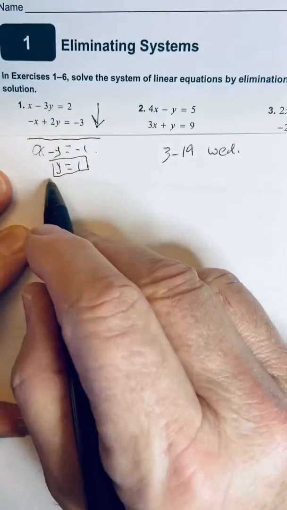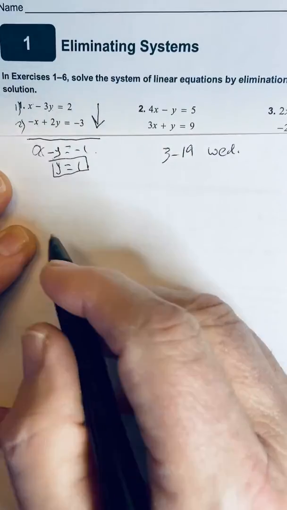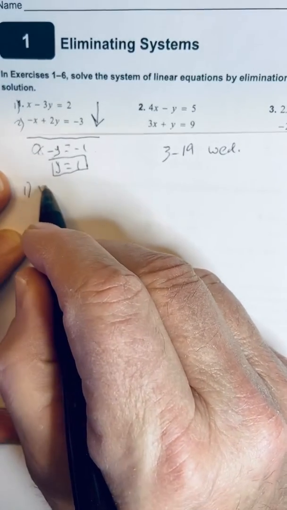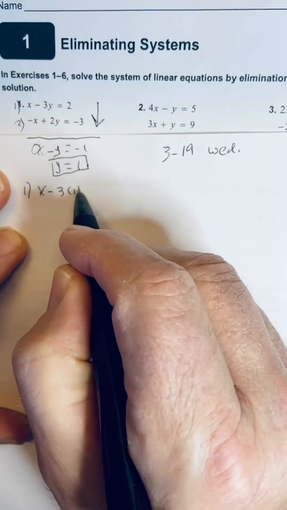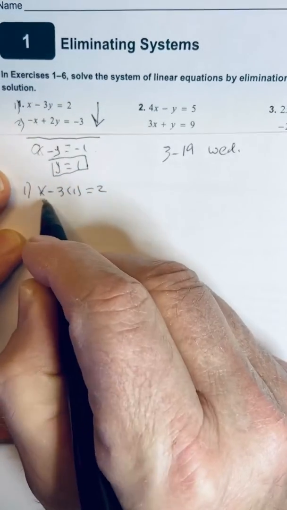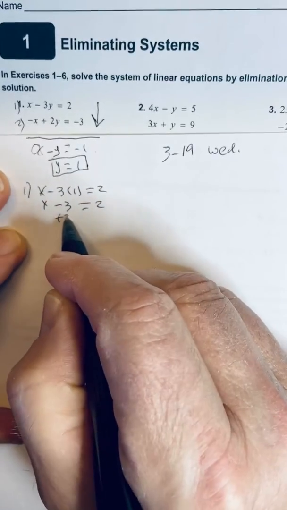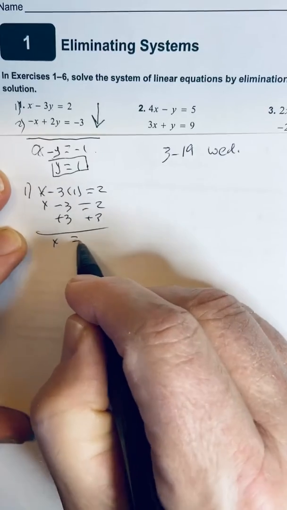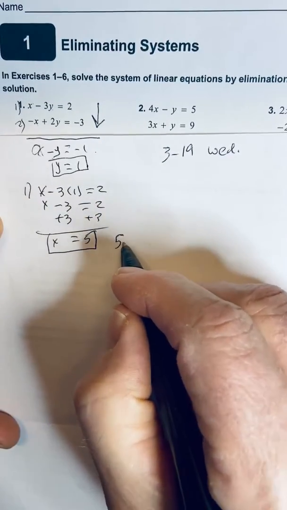Once I find that value, I plug it into either equation. I'll call it equation 1 and equation 2. So I take equation 1, and whatever I see in x or y: x minus 3 times whatever y is, which is 1, equals 2. X minus 3 equals 2. I'm going to add 3 to both sides, and x equals 5.